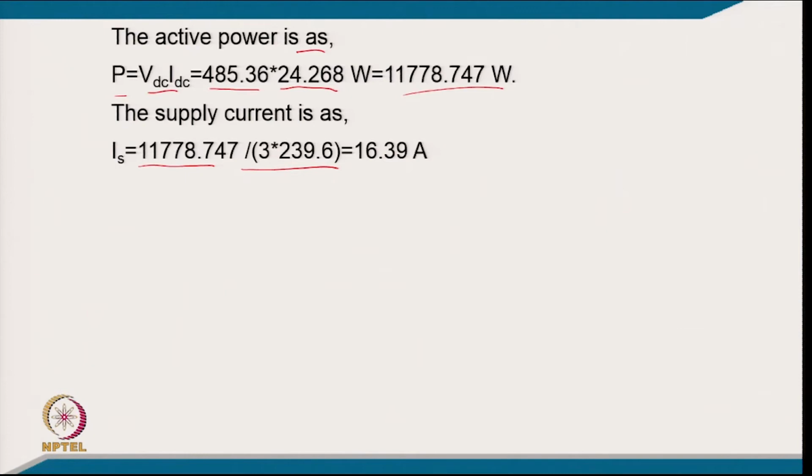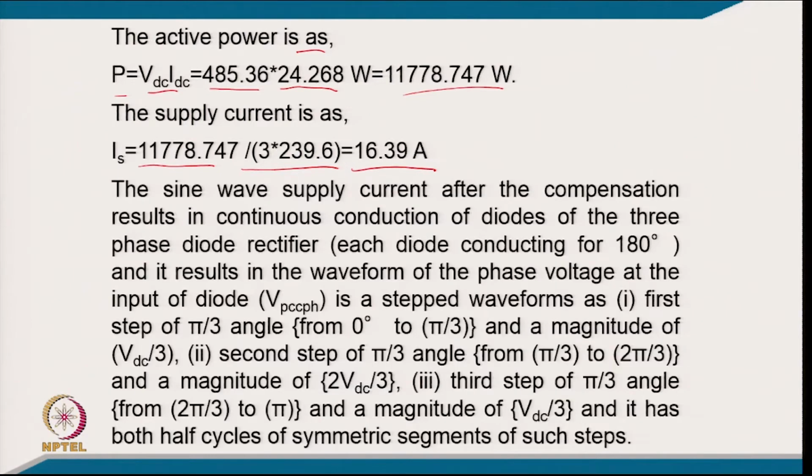Current is maintained as a sinusoidal balanced current in phase with the supply voltage. So, the power factor is unity, and it comes to 16.39 ampere line current.